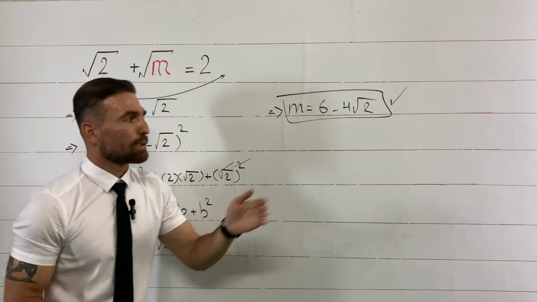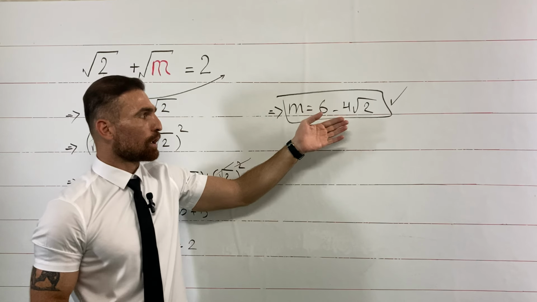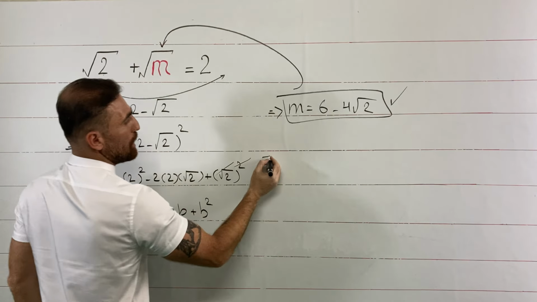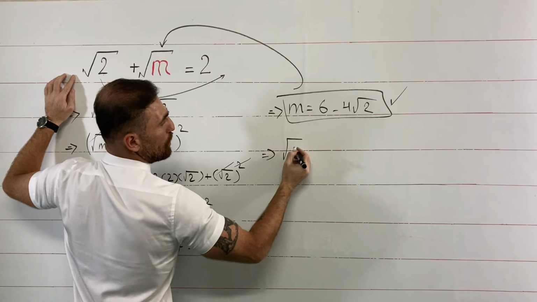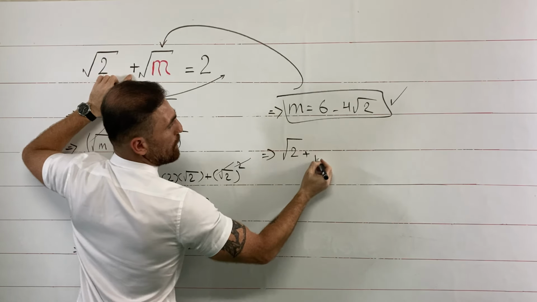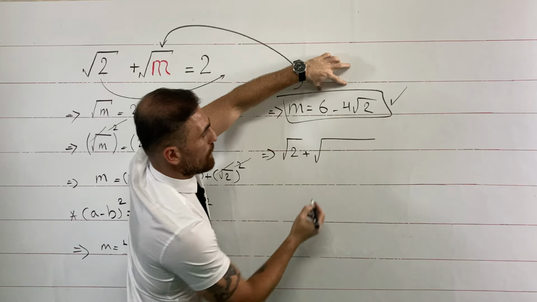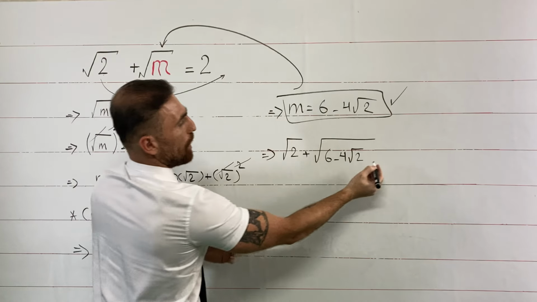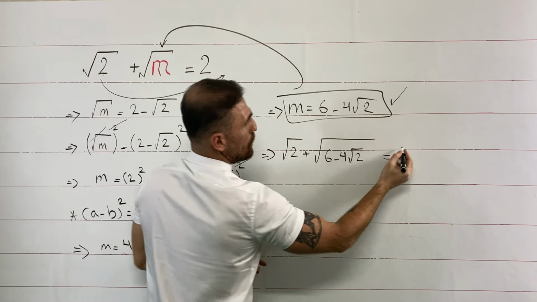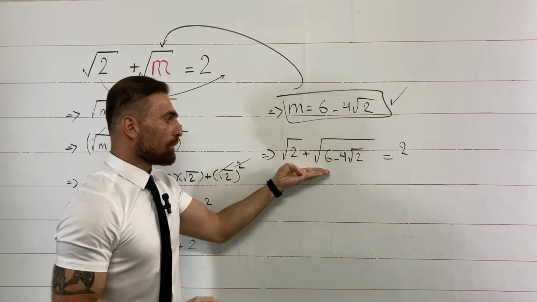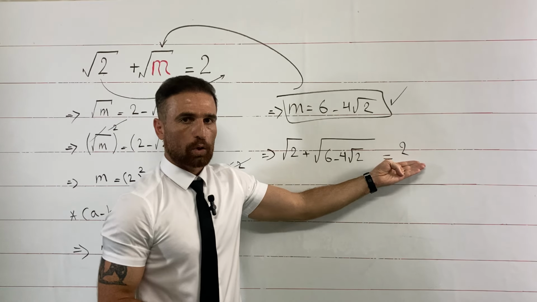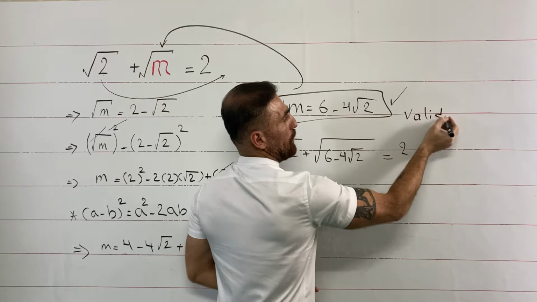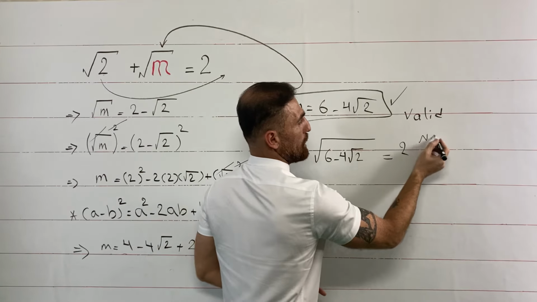But we need to see whether this is a valid answer or not. To do this, it is enough to plug this into our original equation. So it is going to be the square root of 2 plus the square root of m, which means 6 minus 4 square root of 2. This is left side, equals right side 2. So if our left side and right side are equal, we can say this is a valid answer. If not, this is not a valid answer.